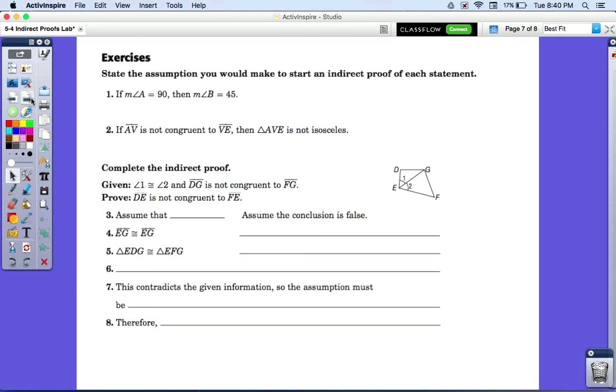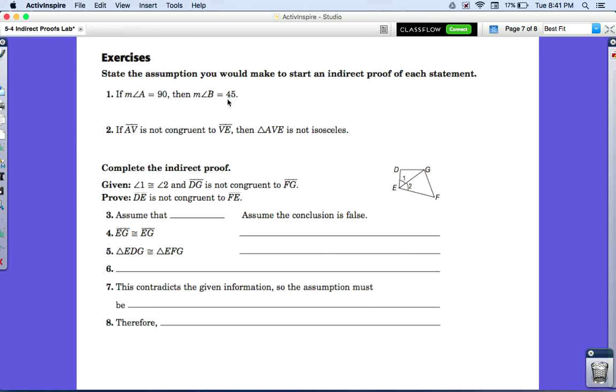Alright, so some more practice. State the assumption that you would need to make to start an indirect proof for each statement. So if the measure of angle A equals 90, then the measure of angle B equals 45. The opposite of the measure of angle B equaling 45 would be that the measure of angle B does not equal 45. It would be that it equals anything else. So if AV is not congruent to VE, then triangle AVE is not isosceles. So what we're going to do is assume the opposite, which would mean that triangle AVE is isosceles.